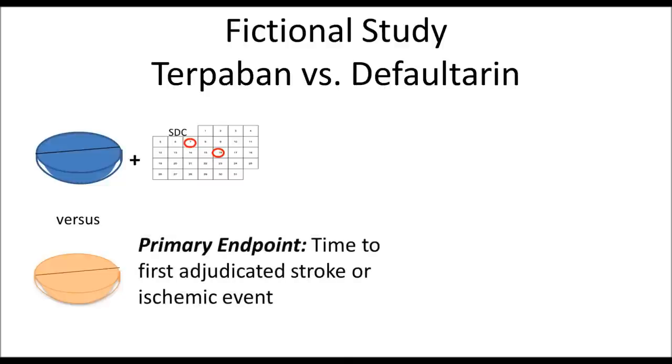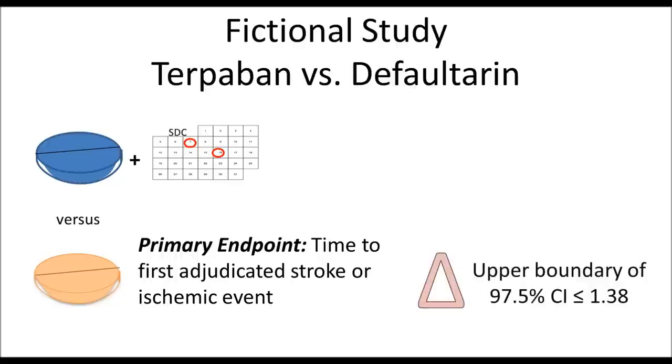The primary efficacy endpoint was time to first stroke or ischemic event. In order to meet non-inferiority, the upper boundary of the one-sided 97.5% confidence interval for the hazard ratio of the primary endpoint must not exceed 1.38 based on data from research with other anticoagulants compared to defaltrin in a similar population. Results were reviewed as per protocol as well as intention to treat. As you can see from this design, non-inferiority is a preferred design as terpaban offers a significant advantage over defaltrin since it does not require routine blood monitoring.